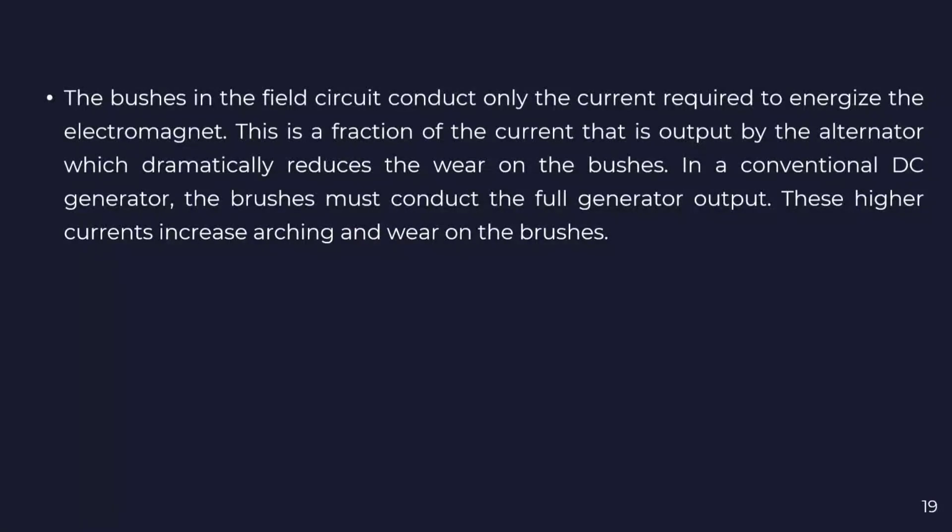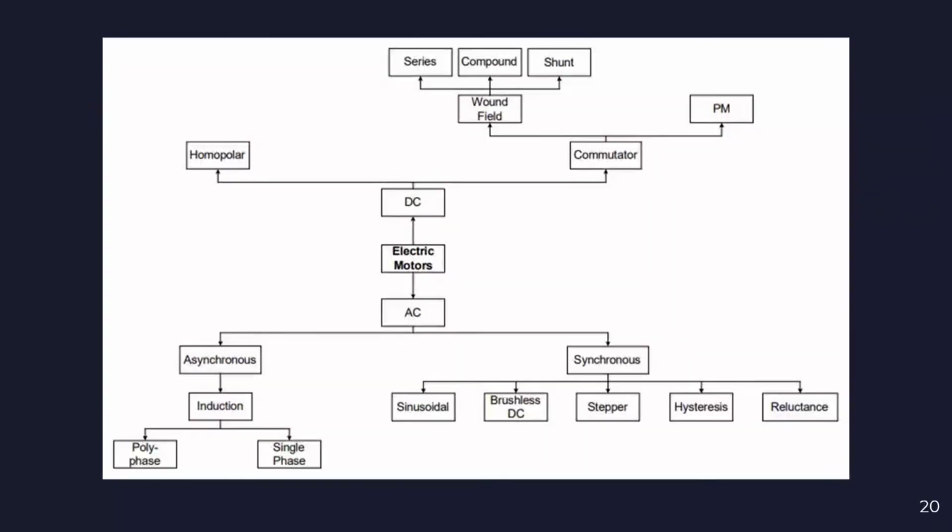This is a fraction of the current that is output by an alternator, which dramatically reduces the wear on the brushes. In a conventional DC generator, the brushes must conduct the full generator output, these higher currents increasing arcing and wear on the brushes.